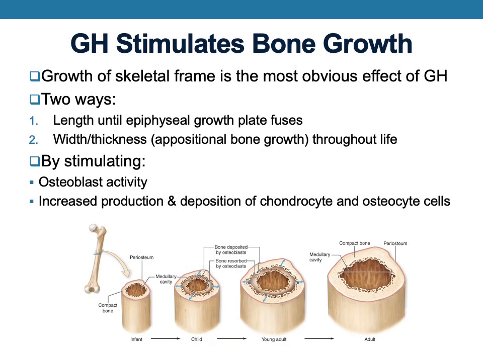Growth hormone stimulates bone growth. Growth of the skeletal frame is the most obvious effect of growth hormone. Growth hormone stimulates the growth of bone in two ways, by length and width. Growth hormone will stimulate bone growth in length until the epiphyseal plates fuse. Growth hormone will stimulate bone growth in width or thickness throughout one's life. Bone growth in width is also called appositional bone growth. Growth hormone affects bone growth by stimulating osteoblast activity and increasing production and deposition of chondrocytes and osteocytes.